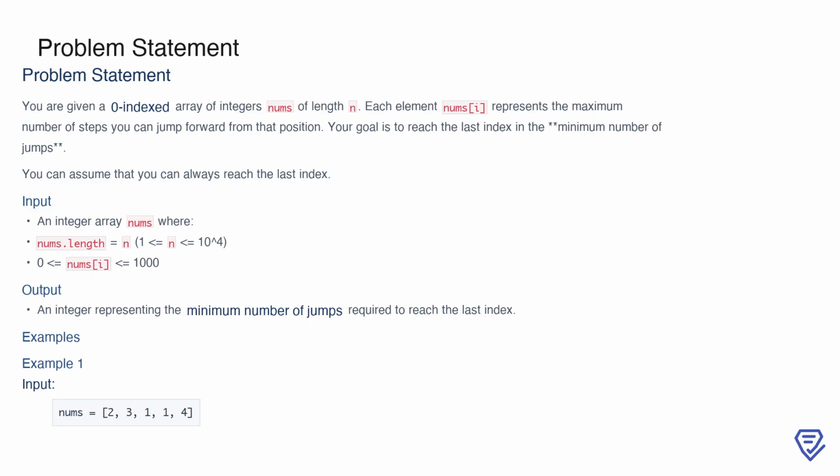For the input, nums is an array of integers where the length of the array, n, ranges from 1 to 10,000, and each element in the array is between 0 and 1,000. The output will be an integer representing the minimum jumps needed to complete the task. Let's explore some examples to see how this works in practice.